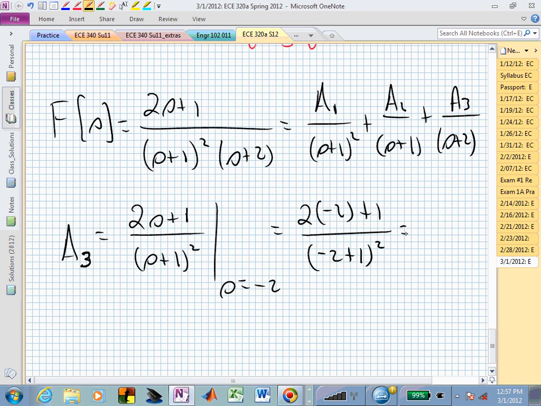In this case, we don't even need a TI-89 Titanium, do we? For that, we can probably compute that number. We have -3 over 1.